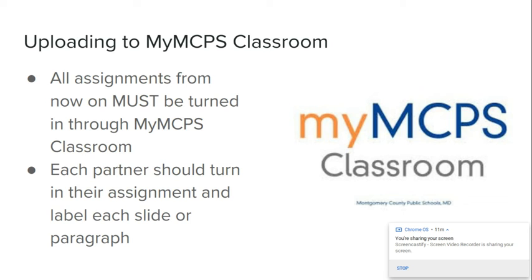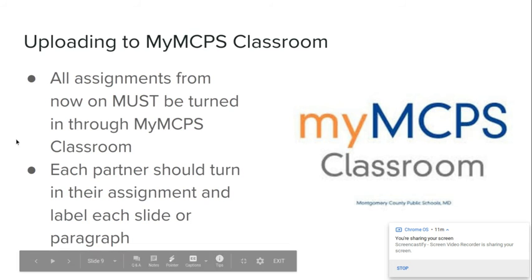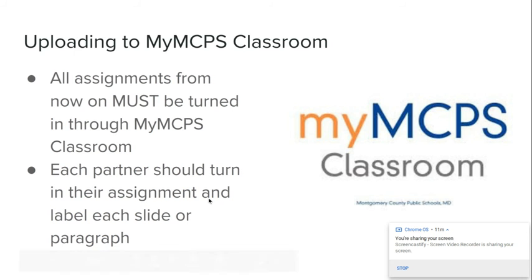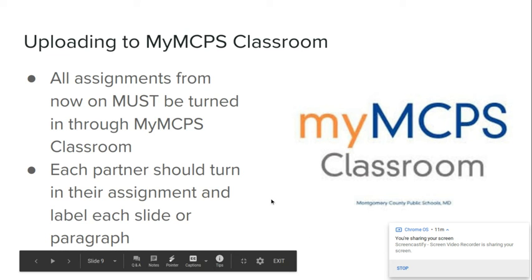Now, if you prefer to write an essay, you can also attach that. It can be a Word document or a PowerPoint. It doesn't have to be Google Slides or Google Docs. You can even write your essay right there in the space that I've provided for you. Okay, but then this is another piece of information that's very important. Each partner should turn in their assignment and label each slide or paragraph so that you can both get credit.